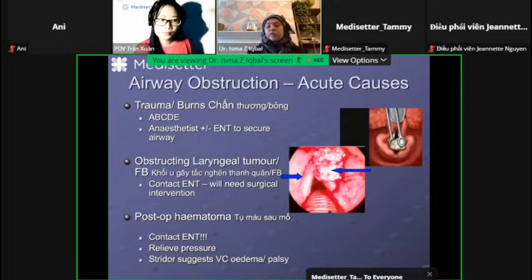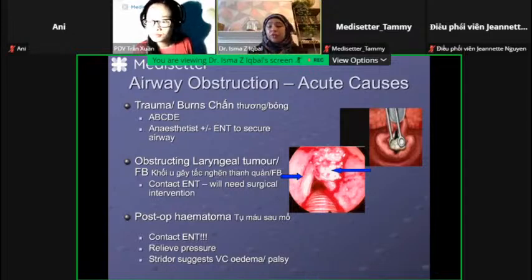So if the patient presents with trauma, say to their face, or burns to their face, like I mentioned before, you get your anesthetist involved. And if it's safe, you can intubate the patient. And if it's not safe, then you would do a tracheostomy.